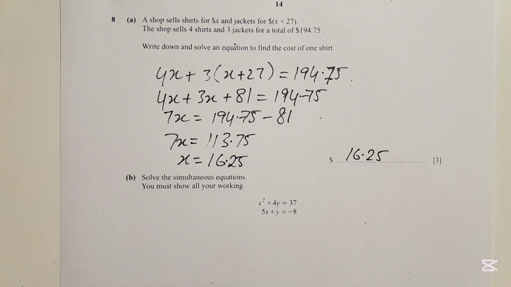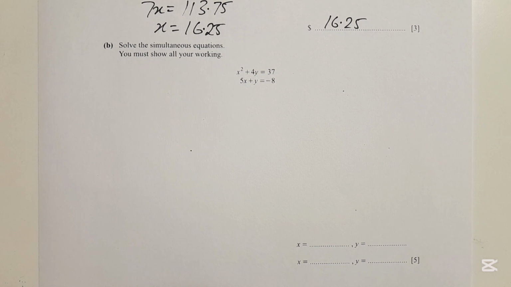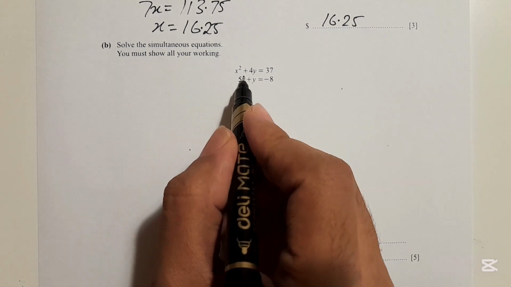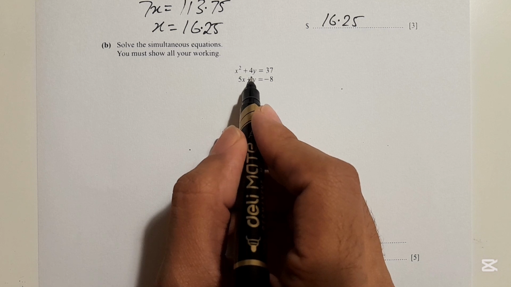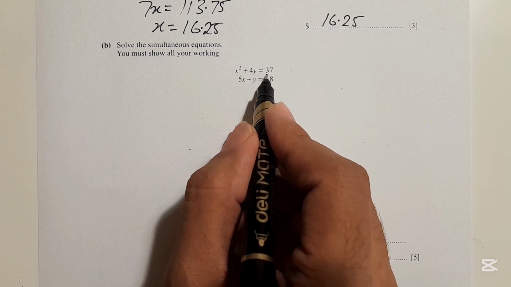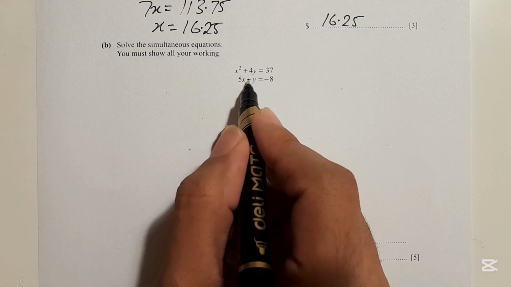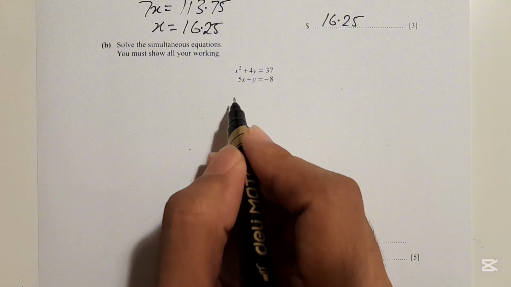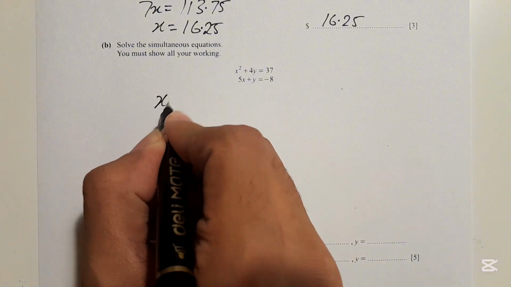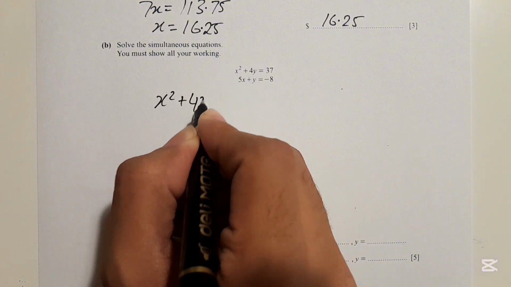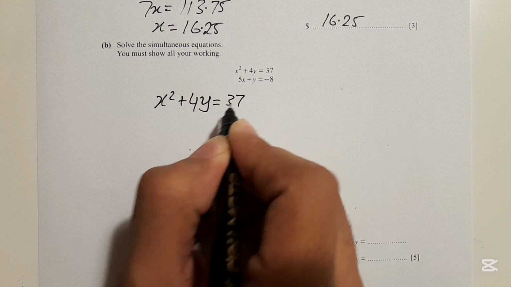Part B states: solve the simultaneous equations. You must show all the working. So first of all, as we have here, x squared plus 4y is equal to 37. Now what we will do is make the y terms similar. So we will write x squared plus 4y is equal to 37.